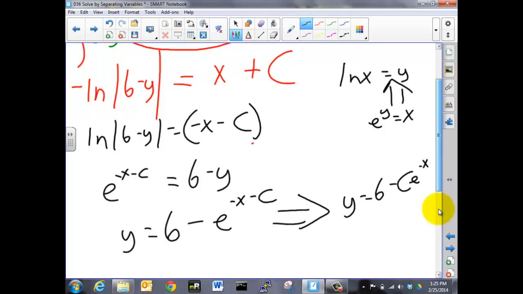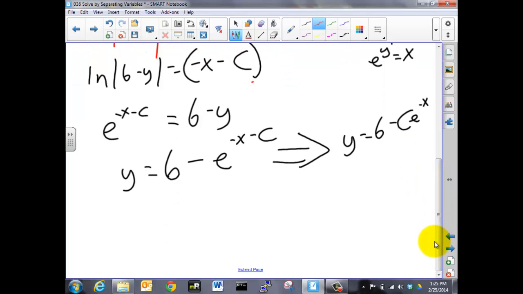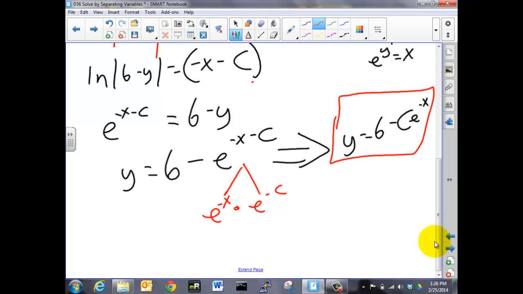Let's take a side note here for a second. This is really the same as e to the negative x times e to the negative c. Because when you multiply, you add the exponents together, right? Well, c is a constant number, right? E is a constant number. What's a constant number to a constant number? It's going to give us a constant number. So we normally write it like this. Y equals 6 minus c e to the negative x. So that's the final answer you'd want to work to with something like that.